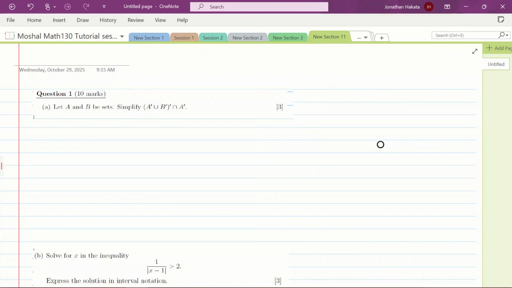Simplify (A complement union B complement) complement intersection A complement.